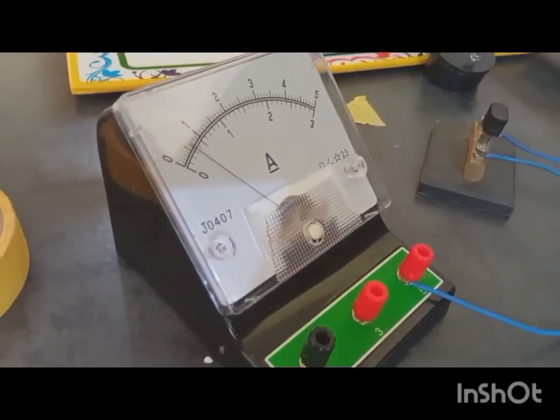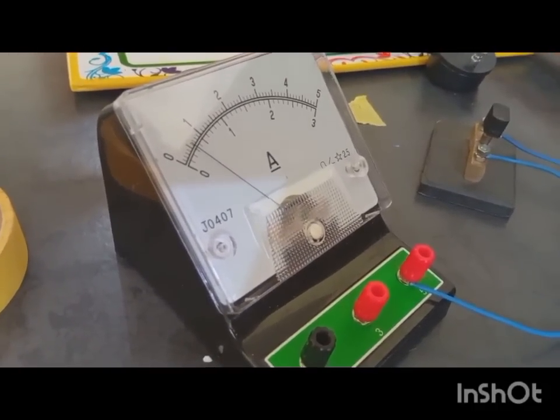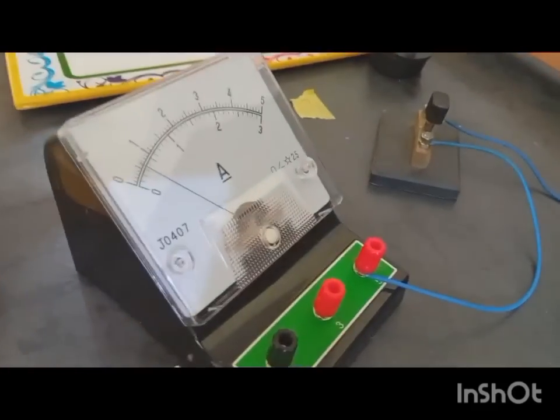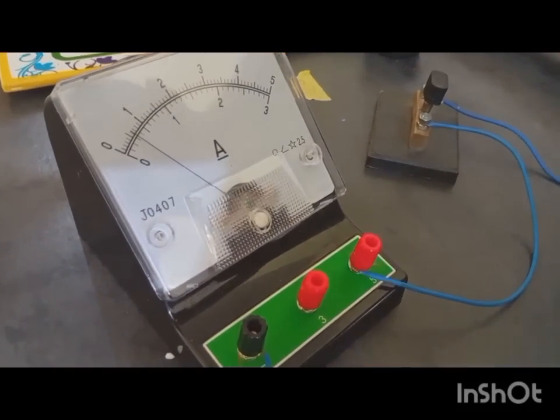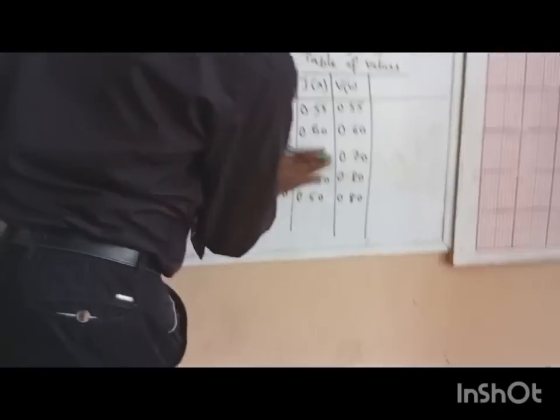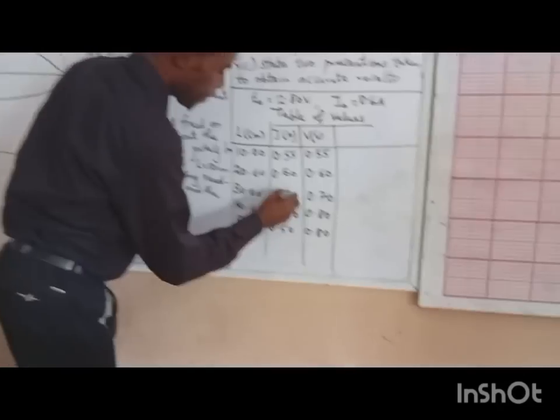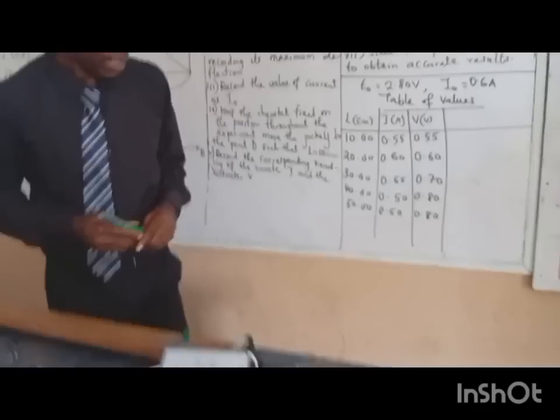I have 0.55 at 30. I'm having 0.55. Let me check that for my current. Right, 0.55 current. Alright, I think we'll move forward.